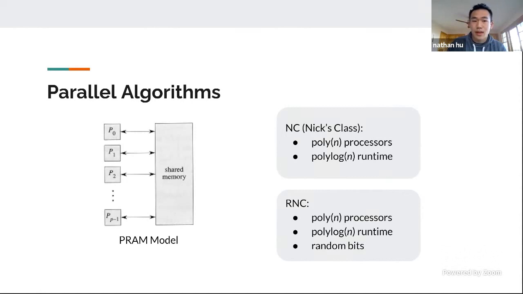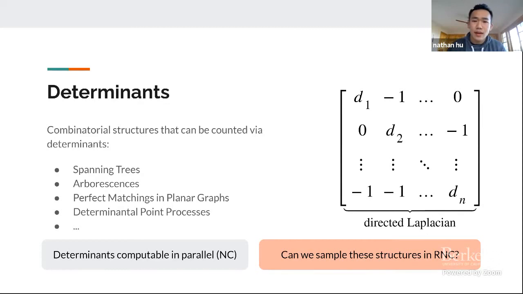Returning to sampling and counting, there are many structures for which counting can be done by taking determinants of matrices. In general, all this linear algebra is very parallelizable. Thus, for all these structures, we have exact counting in parallel. But for all these structures, efficient parallel sampling algorithms are pretty much open. This is a vast disparity in contrast to the equivalence in sequential algorithms. And our work tackles this gap for one specific object.